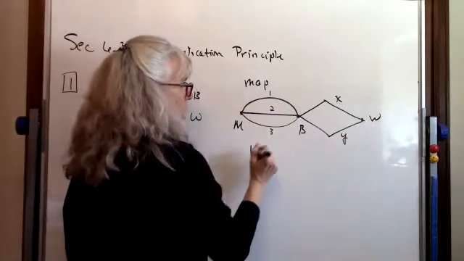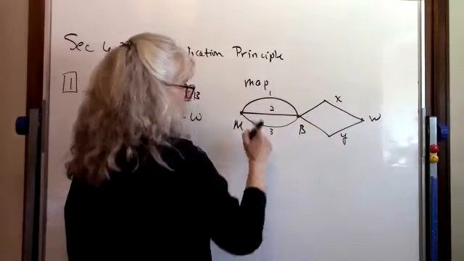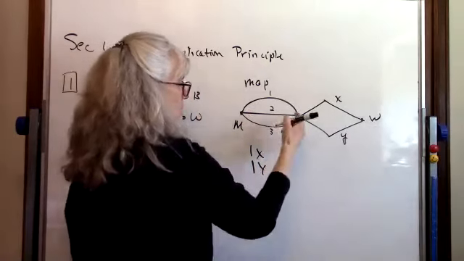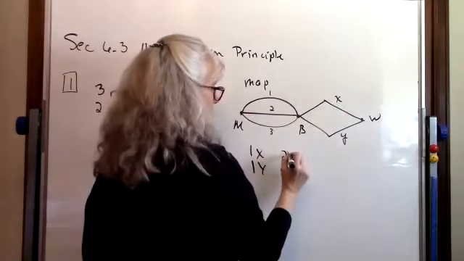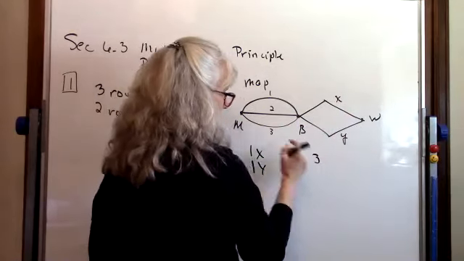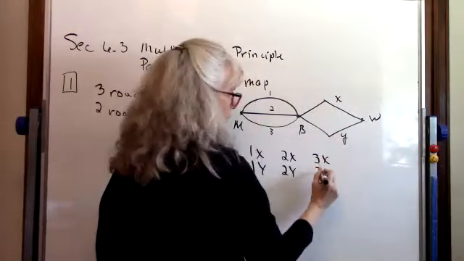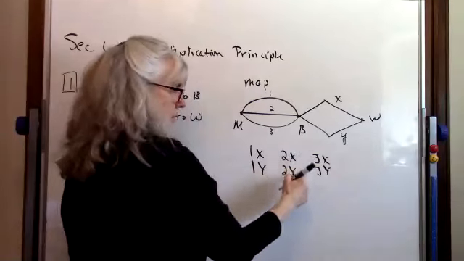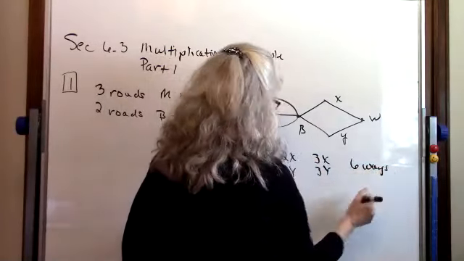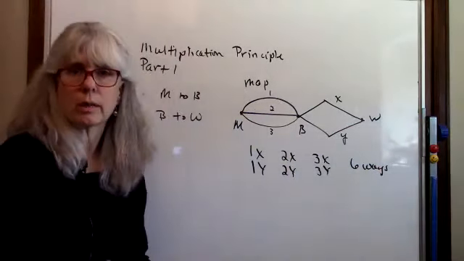Well, I can take road 1 followed by road X, so that would be going here and then here. I could take road 1 but follow it by road Y, because maybe it's more scenic. I could take road 2, which is a direct route, and then follow road X. Or I could take road 2 and then follow road Y. Finally, I could take road 3 followed by road X, or road 3 followed by road Y. If I count them, altogether there are 6 ways to travel from Missoula to Waterton. That's just from a map point of view.